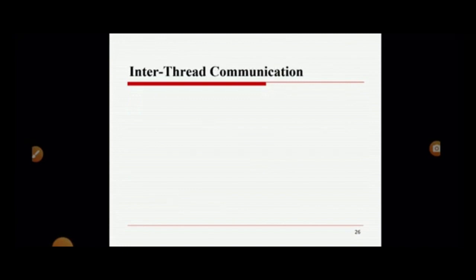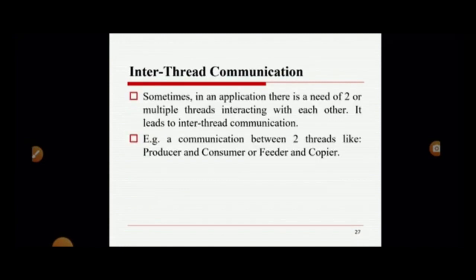So next we are going to discuss inter-thread communication. So what is inter-thread communication? Sometimes in an application there is a need for two or multiple threads to interact with each other, and this leads to inter-thread communication. If an application needs to communicate between threads, we need the concept of inter-thread communication. An example is communication between two threads, like the producer and consumer problem. If a producer and a consumer in the same application want to communicate, that is an example of inter-thread communication.